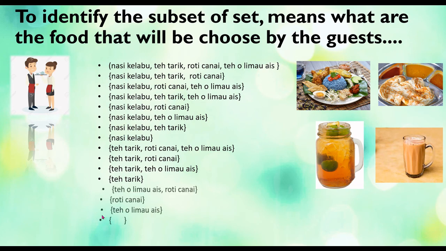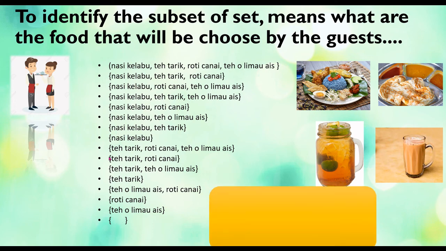Okay, next. What is my next? Now my main character is the teh o limau ice and only roti canai. Okay, roti canai only, teh o limau ice only, and the last one is the second fact that I just mentioned, the empty set. Maybe someone comes to the wedding party and just wants to sit and celebrate the party with friends. She doesn't want to drink anything, she doesn't want to eat anything, so she has nothing in the set. So this is also one of the subsets.